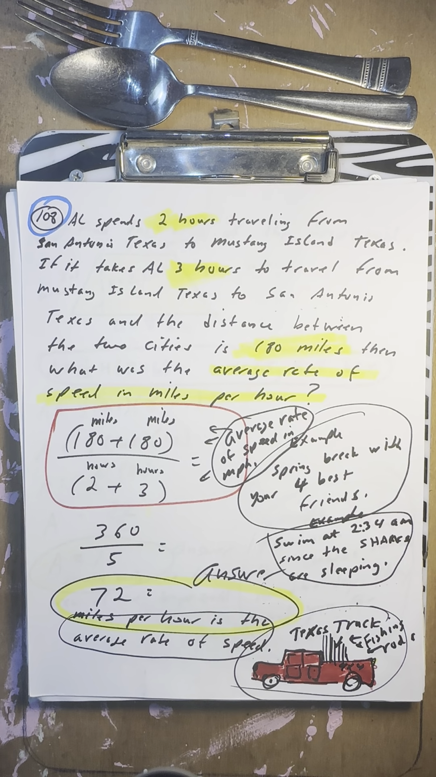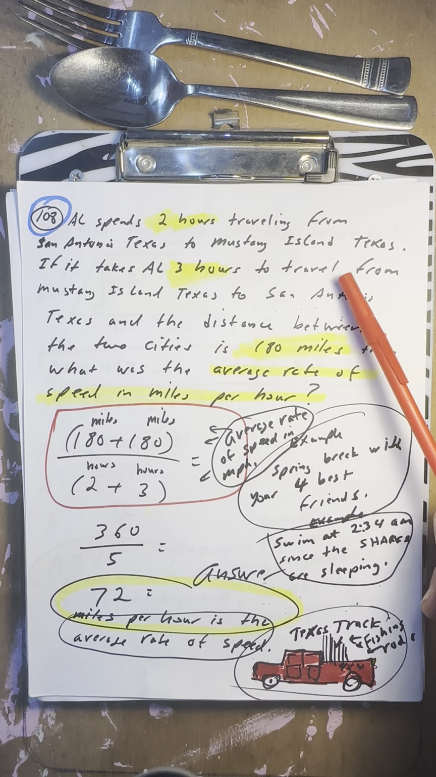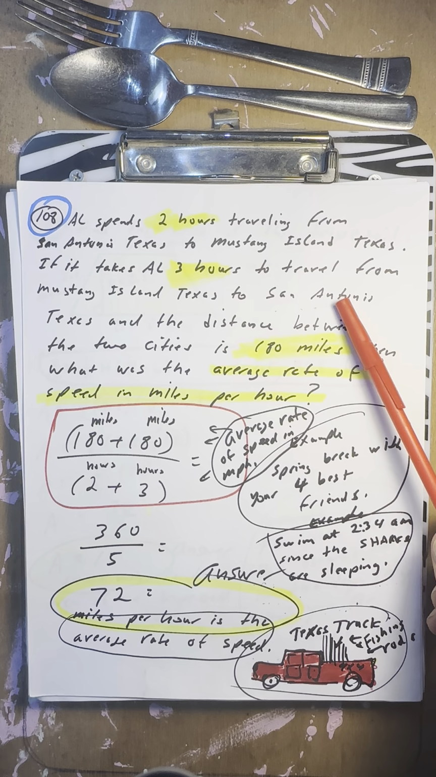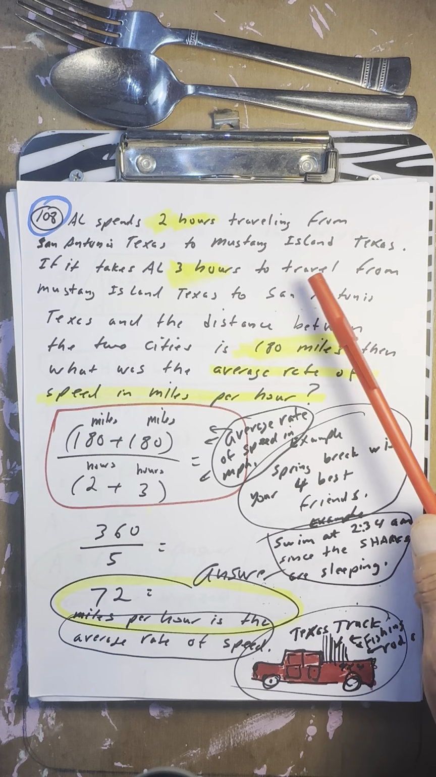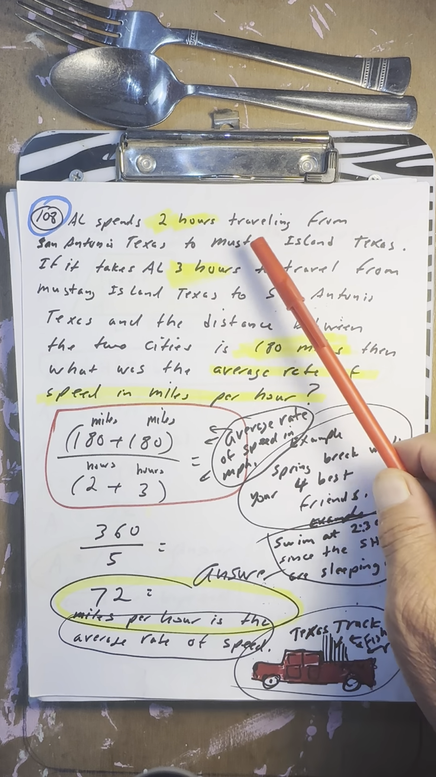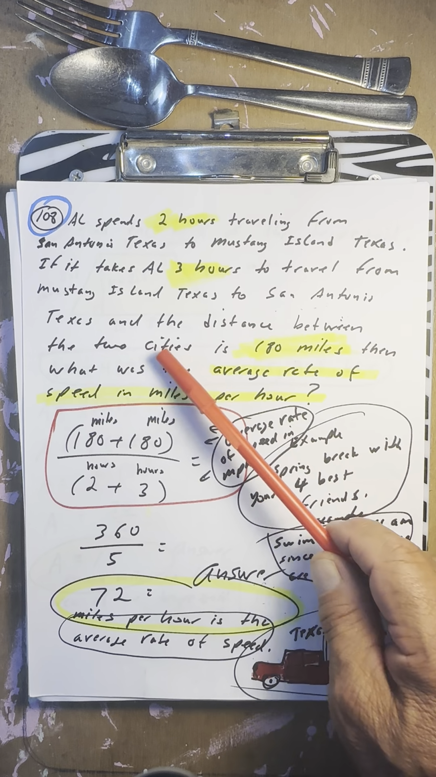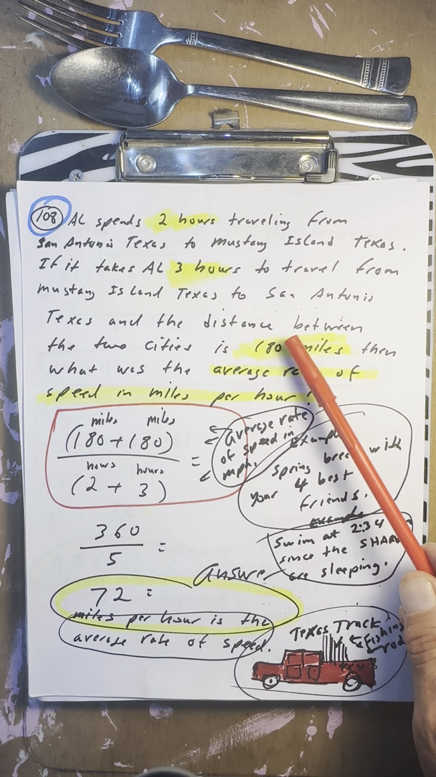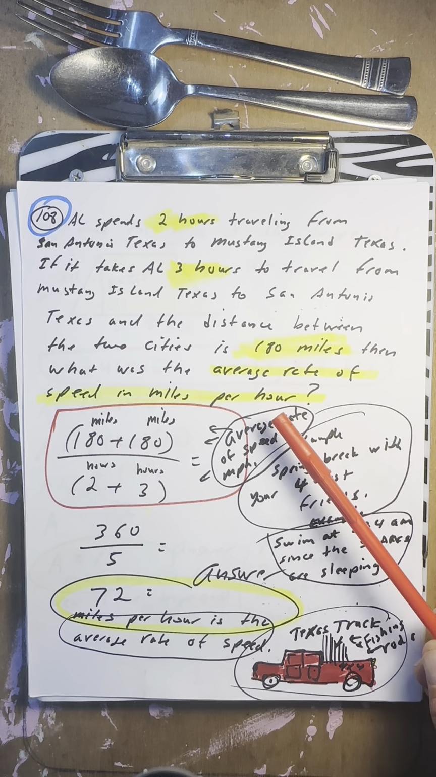Al spends 2 hours traveling from San Antonio, Texas to Mustang Island for spring break, and then coming back it's a little bit more crowded. It takes Al 3 hours to travel from Mustang Island back to San Antonio. The distance between the two cities is 180 miles. So one way is 180, back is another 180. Then what was the average rate of speed in miles per hour?